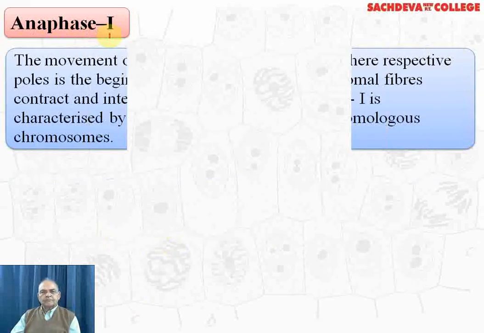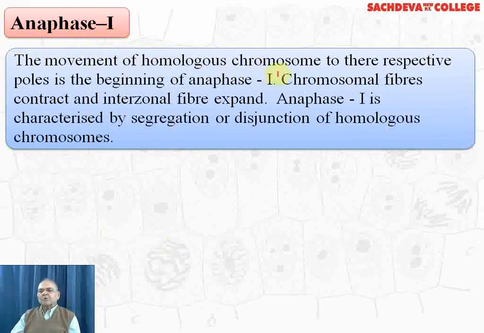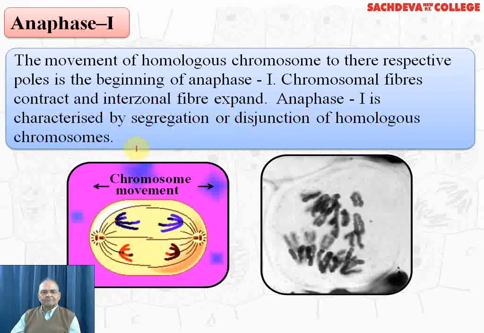Anaphase-I. The movement of homologous chromosomes to their respective poles is the beginning of Anaphase-I. Chromosomal fibers contract and interzonal fibers expand. Anaphase is characterized by segregation or disjunction of homologous chromosomes. You can see that the homologous chromosomes start moving towards the two poles. And again, the same push and pull mechanism is involved here also, as in mitosis.